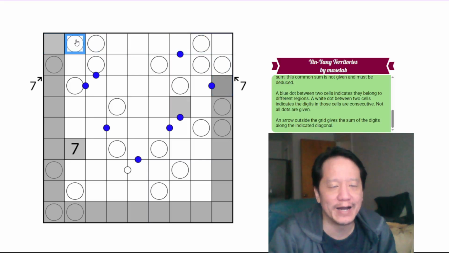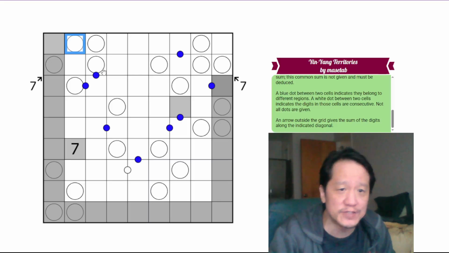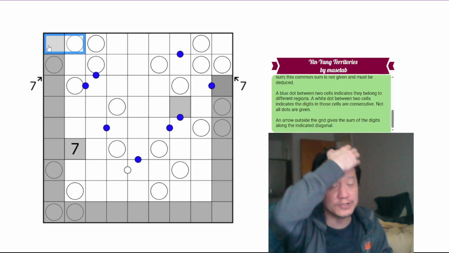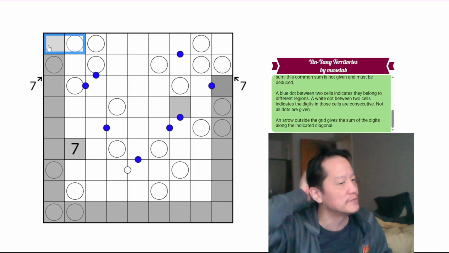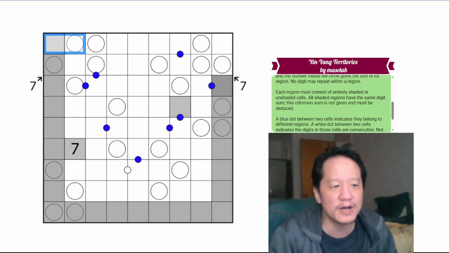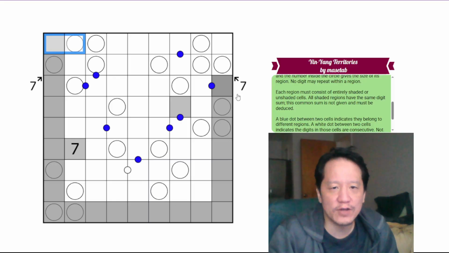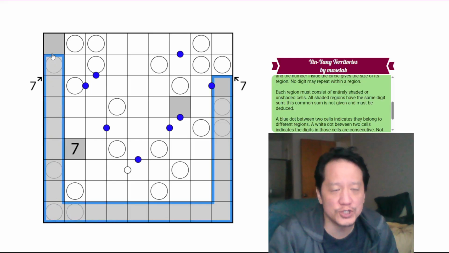Well, 9 can't be by itself in a circle, because it has to have 9 cells in that region, because the circle counts the number of cells. So even if it's a 2-cell region, it's 9 and 1, which is guaranteed to add up to greater than a digit. So that's the reason why we knew that what they said, that all shaded regions have the same digit sum, means the sum of the digits is the same. And it's not a sum that is the same digit. So that's how we knew that. So we have a common sum, which is the same sum for all shaded regions.